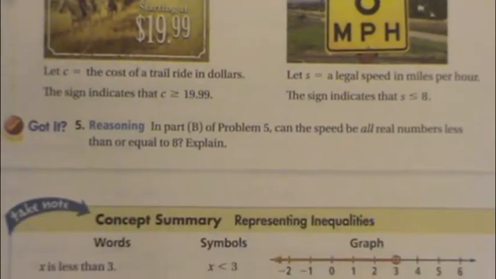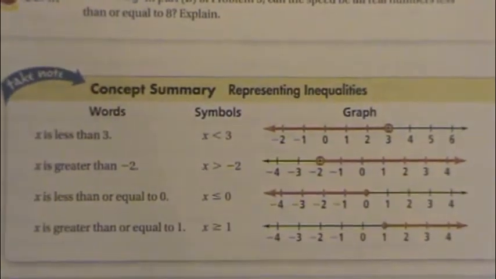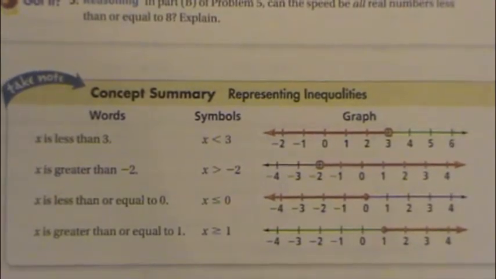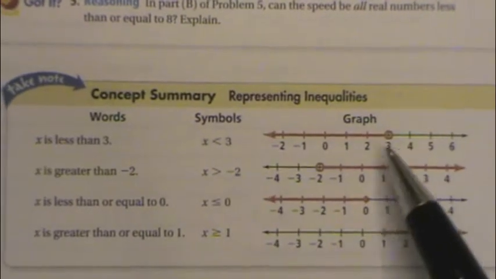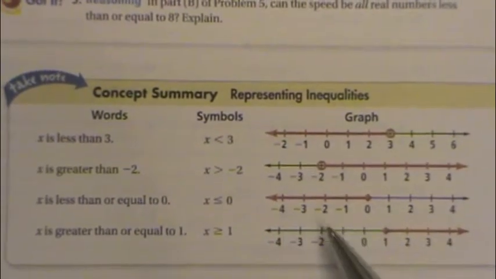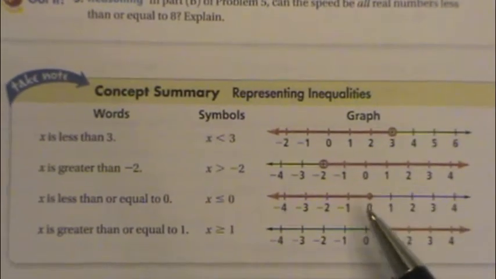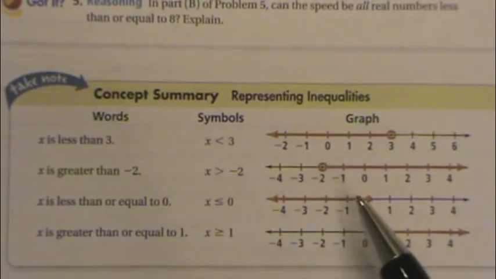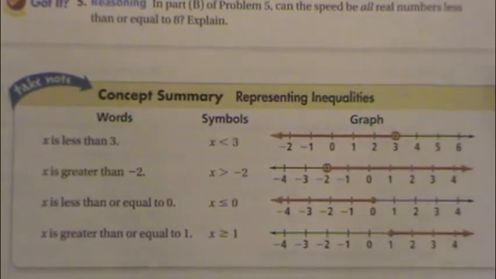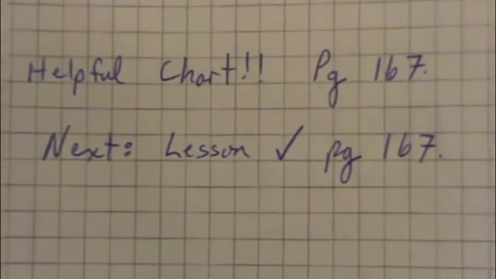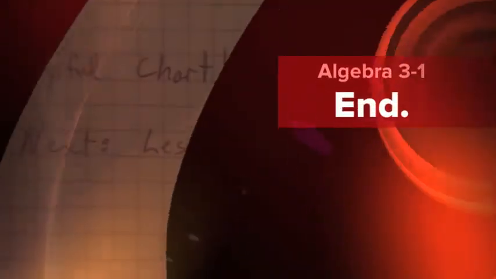Last but not least, there is a helpful chart on page 167. It's showing you what some different inequalities will look like in case you get confused. Where's the open circle? Where's the closed circle? Which goes what way? And the only other thing for you to do is just the lesson check on page 167, and we are done.